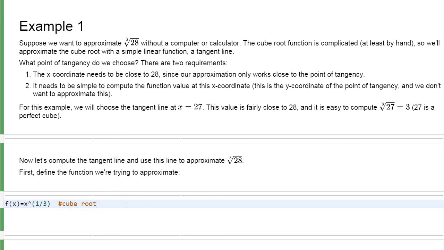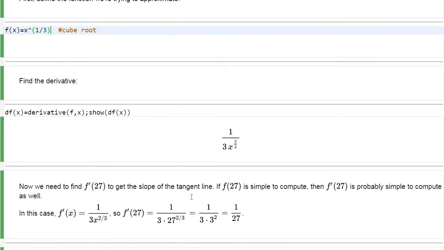First I define my function. So here's the cube root. Remember, in Sage there is no cube root function, so you have to use a fractional power. Don't forget parentheses around the fractional power. I need the slope of the tangent line, and that will come from the derivative. So that's what I'm going to do next. Here's the derivative of our function f, which is the cube root. I like to call my derivatives df as usual, and here's what the derivative looks like.